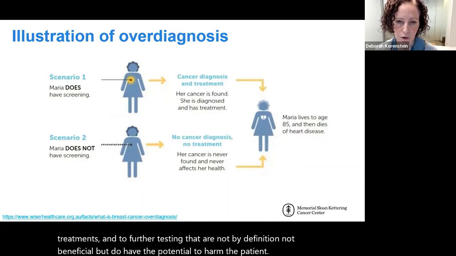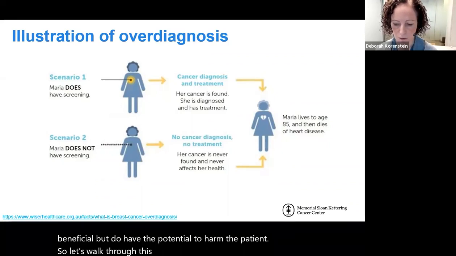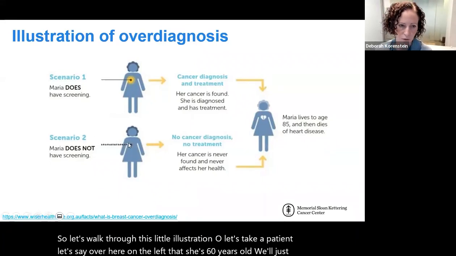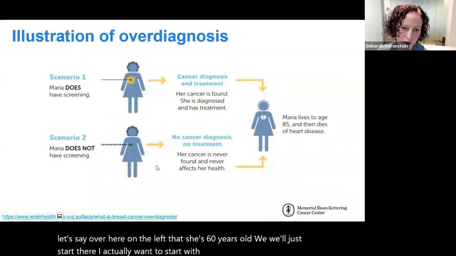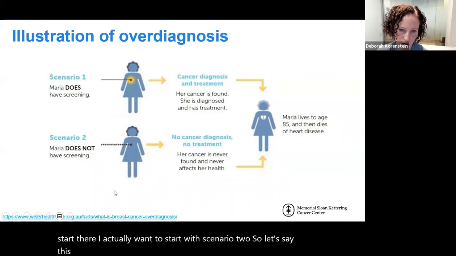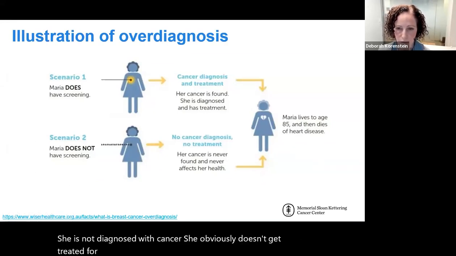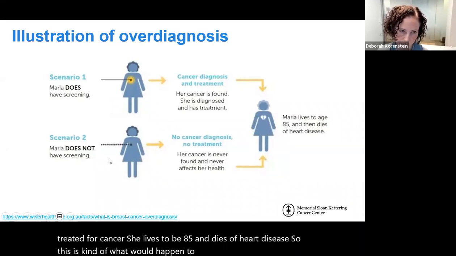So let's walk through this little illustration. So let's take a patient, let's say over here on the left that she's 60 years old. We'll just start there. I actually want to start with scenario 2. So let's say this patient does not undergo cancer screening. She is not diagnosed with cancer. She obviously doesn't get treated for cancer. She lives to be 85 and dies of heart disease. So this is kind of what would happen to her if we did nothing.